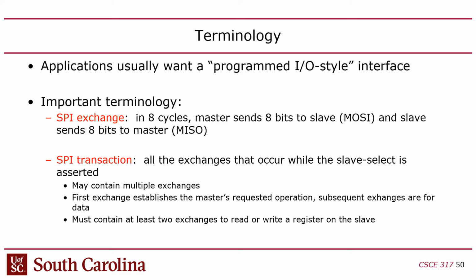SPI exchange is in 8 clock cycles. Master sends 8 bits to slave, and slave sends 8 bits to master. So basically one exchange. And a transaction is all exchanges that occur while slave select is 0. So basically, you have one transaction of 8 bits, an SPI exchange, and a transaction can be one SPI exchange or can be multiple SPI exchanges. So that is the difference.